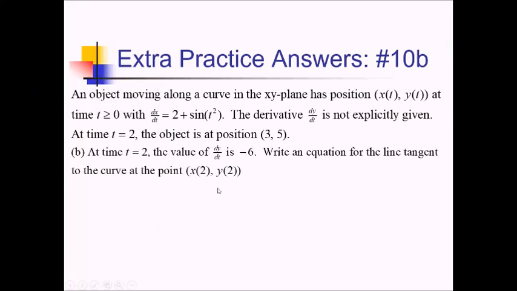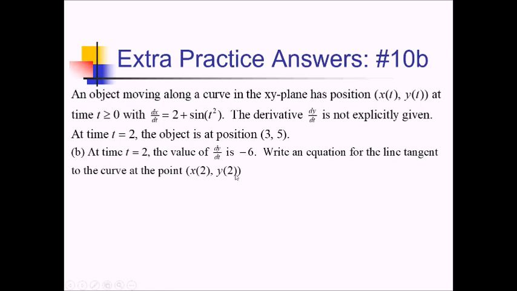On this part of the problem, we're told at time 2, derivative of y with respect to t is negative 6. Based off this, they want an equation for the line tangent to the curve at the point x of 2, y of 2. So basically, the position at time 2. So if I'm doing a tangent line equation, I need an x, a y, and a slope. I've got the x and the y. They said at time 2, the object's position was (3, 5). So really all I need is the slope.